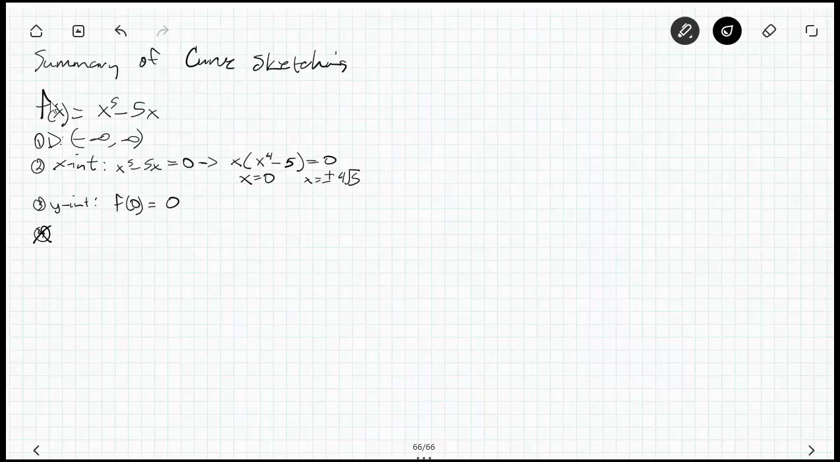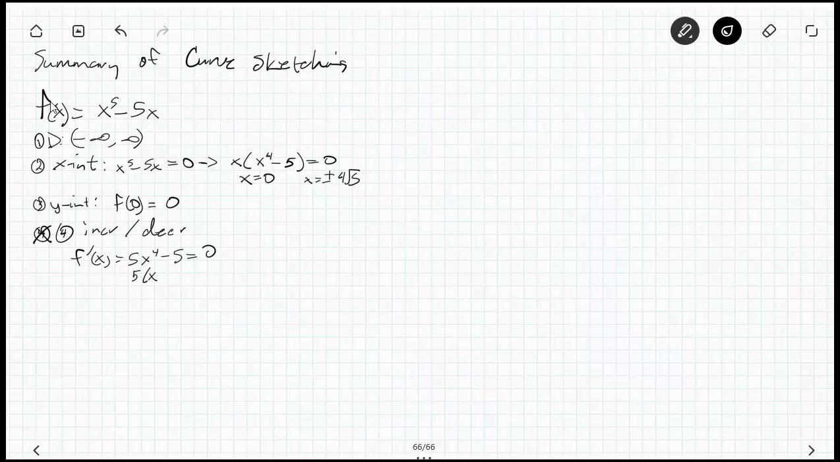Okay, so the dirt work is out of the way. Now let's graph this. There are no asymptotes, but I want to know when it increases and decreases. So I'm going to take the first derivative, f prime of x. When in doubt, take the first derivative. 5x to the fourth minus 5, set it equal to 0.